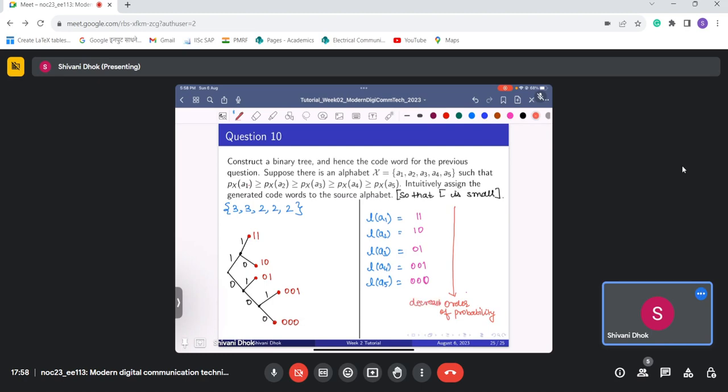This is the decreasing order of probability, and this is the decreasing order of code word lengths. So if the probability of A1 is very high, then I'll assign the smallest code word to it. Is it clear? Any questions?